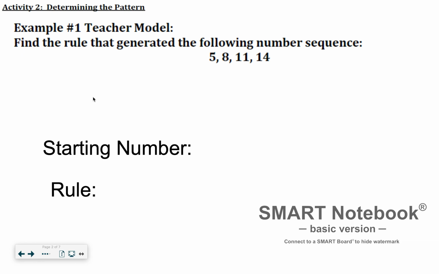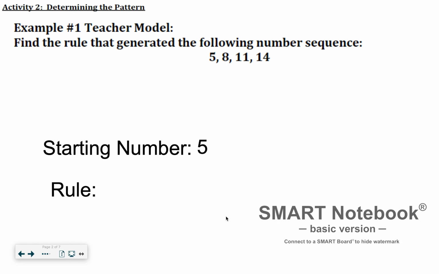Example 1, teacher model. Find the rule that generated the following number sequence. I see that the starting number is 5. So right away, I can note my starting number is 5. Now I need to figure out the rule, or how much the pattern is increasing or decreasing by. Will I be adding? Will I be subtracting? Will I be multiplying? Or will I be dividing?